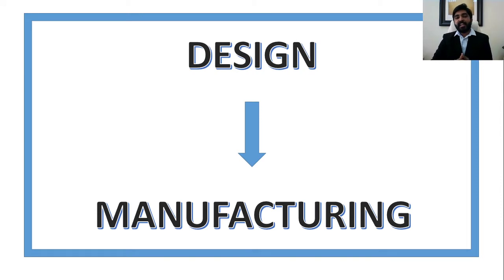Ultimately, the design is done in order to manufacture something, in order to create something that can be used or that is beneficial for humankind. So the ultimate aim of the design process will be to manufacture something.